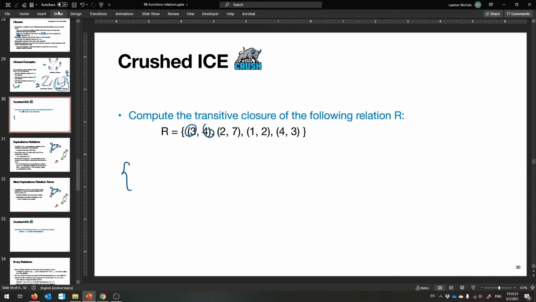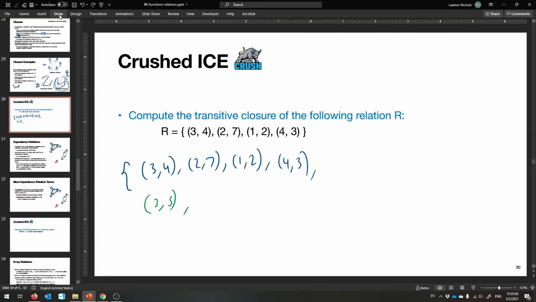So I have 3, 4. Do I have a 4 anywhere else? Yeah, I have a 4, 3. Okay. So the transitive closure is going to have everybody that's already there plus the stuff that we add now. Okay, here's the new stuff. I'll put that in green. So 3, 4, 4, 3. So we have 3, 3 now. Yeah, that's nice. Okay, we have anything else match up with a 4?